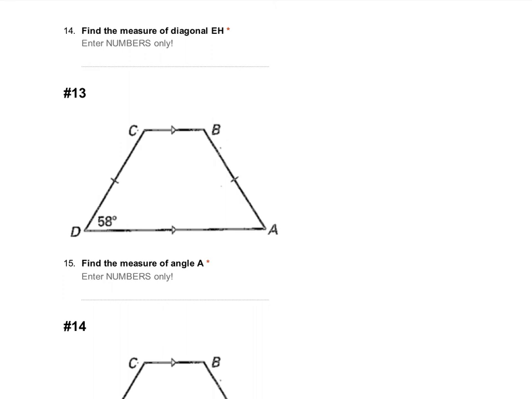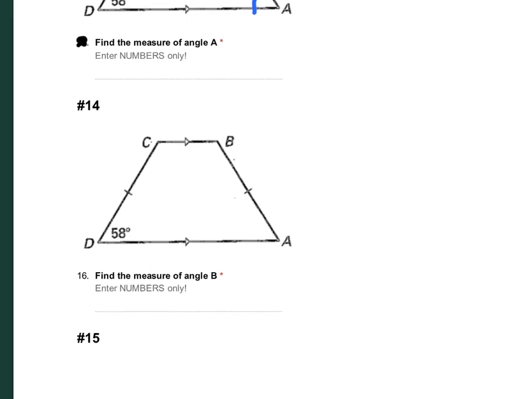Number 13. That was for 12, that top one. Right here's 13. Wants us to find the measure of angle A. Now, this is a trapezoid right here. Here's your base, sides right here. Notice you got tick marks here, so it makes it an isosceles trapezoid. So we have a theorem that talks about base angles. So take a look here. What is the measure of angle A? That's for number 13.